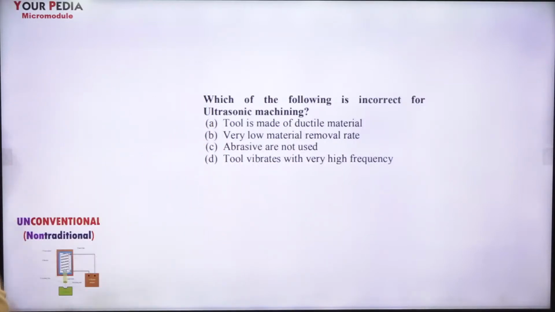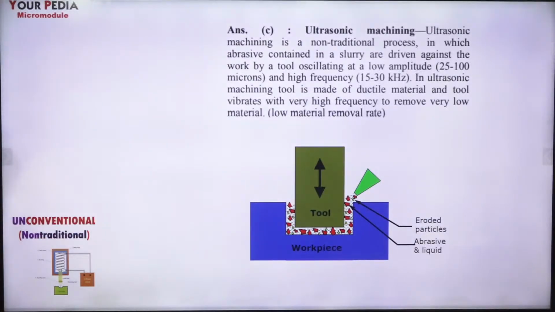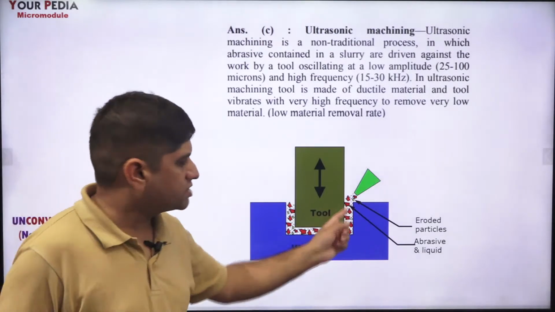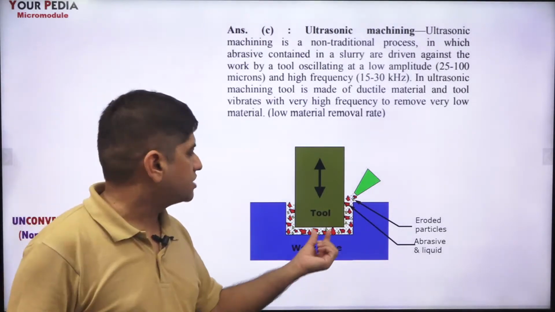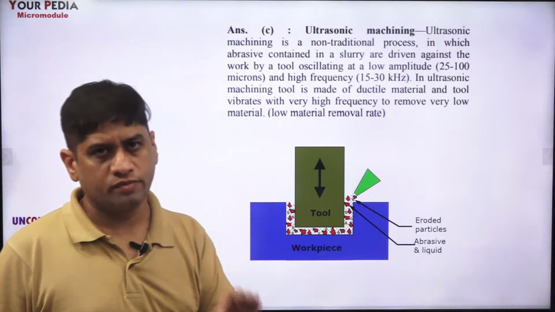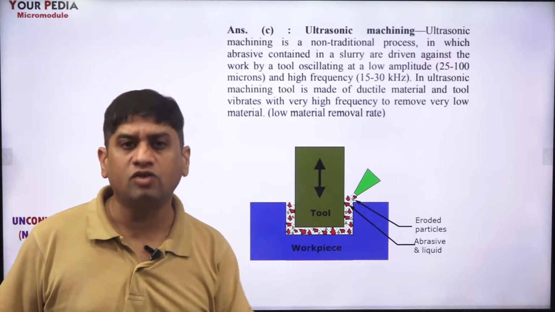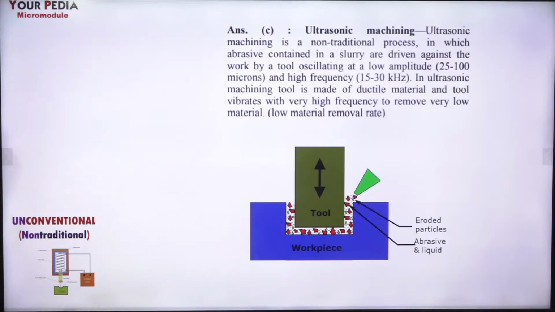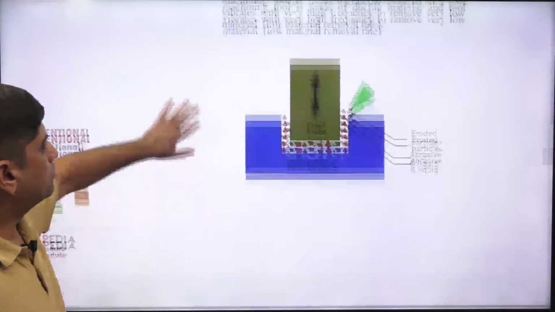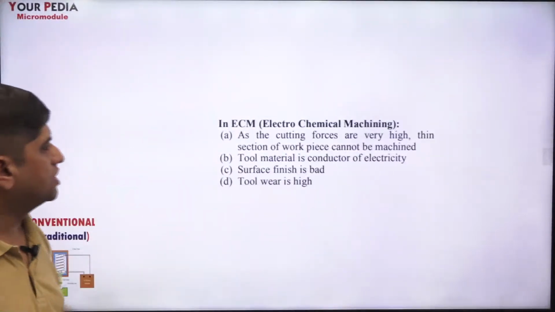So the tool is made up of ductile material, very low material removal rate, abrasives are used, and it vibrates at high frequency. Right? So these are the abrasive particles. Abrasive slurry is applied. These abrasive particles get impinged in the soft tool. They get impinged inside the ductile tool, so the tool does not get damaged. Tool does not get damaged even if abrasive slurry is impinged into it. So this is the tool material used here.